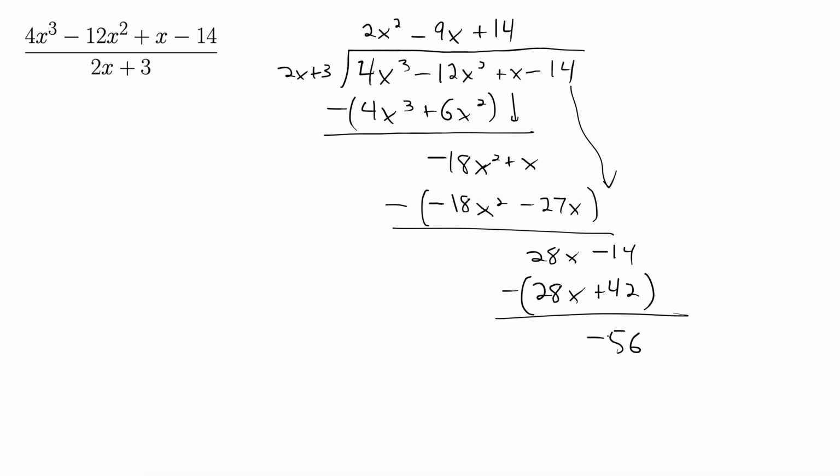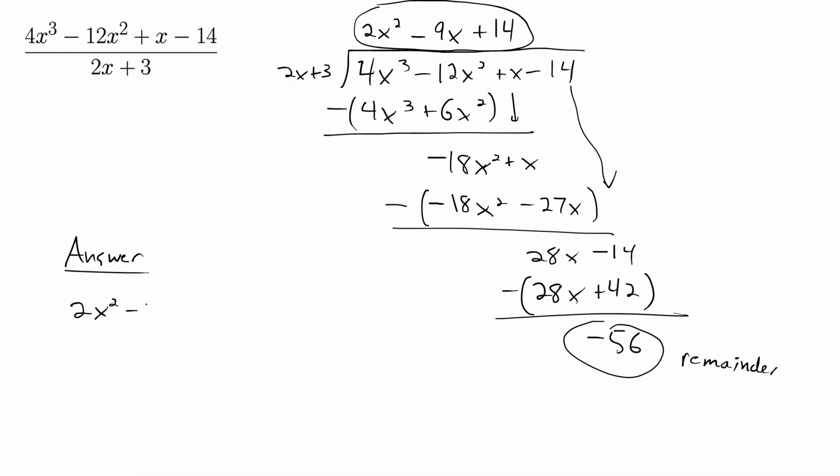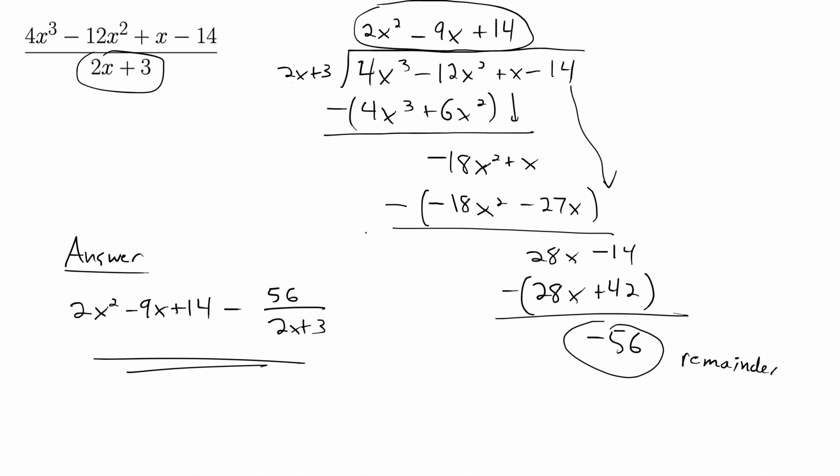Okay, so this is our remainder down here. Remainder. But you don't just leave it like this. This is not an answer. The way you'd write this as an answer, okay, we take our quotient here. So we have 2x squared minus 9x plus 14 minus 56, our remainder, divided by our original divisor, 2x plus 3. Okay, and that's it.